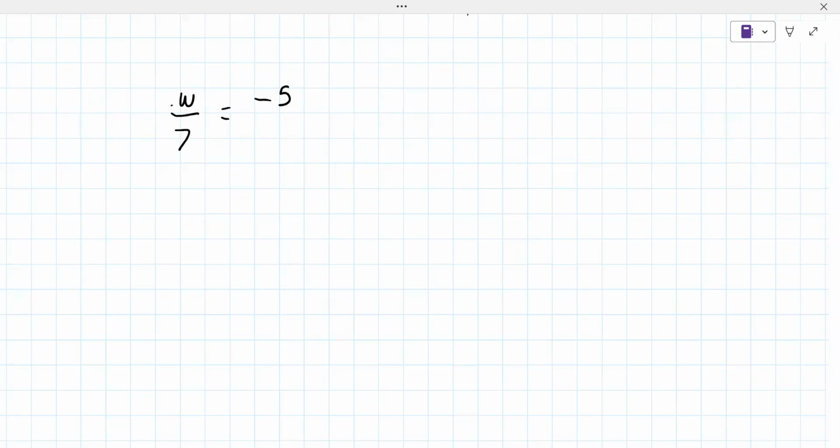What are you trying to undo? Or what's the math operation that you see? On the left I see division. So how do you undo division? Multiplication. You multiply by 7, right? So W equals -35 is your final answer. Is that okay?